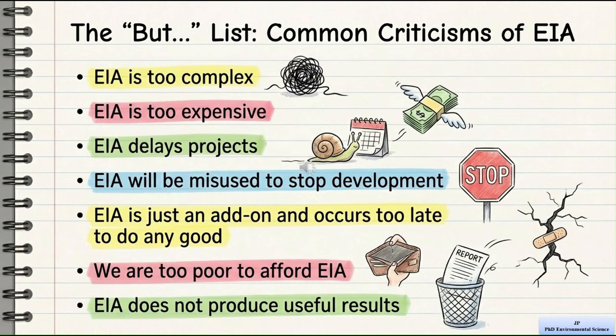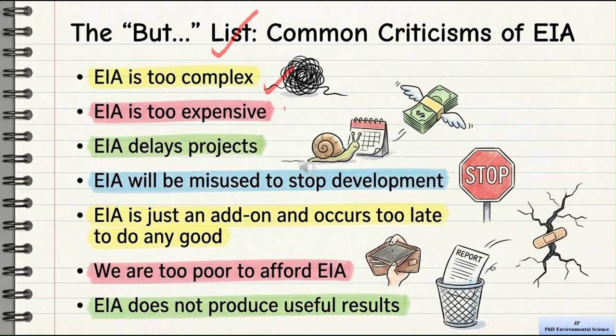These are the problems or complaints people have about EIA. EIA is too complex. Many people feel it is very complicated, it involves a lot of data, and it needs experts from different fields. Reports can be long and difficult to understand. Some people say EIA is too technical and confusing.